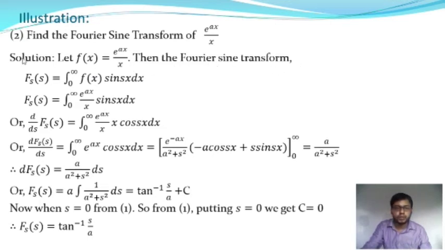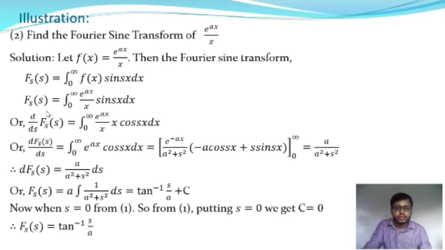You know there is a formula for Fourier sine transformation, denoted by Fs(s), and defined as the integration from 0 to infinity of f(x) into sine sx into dx, where s is the parameter. So therefore Fs(s) is equal to, after putting the value of f(x) equal to e to the power x by x, the integration from 0 to infinity of e to the power x by x into sine sx into dx. So now we apply the fifth rule on the Fourier transformation.